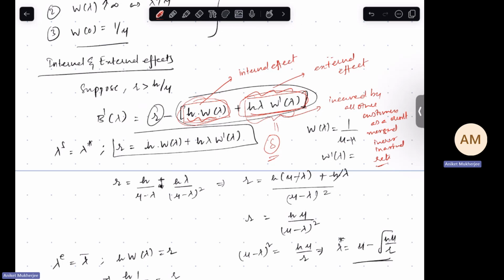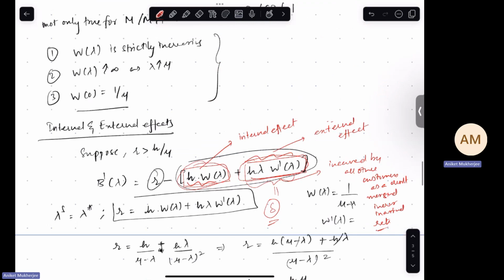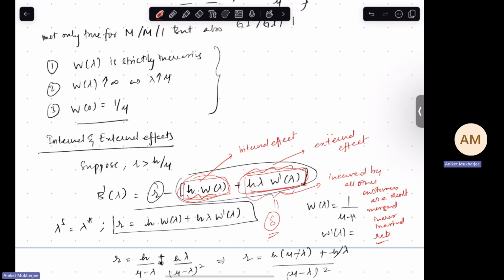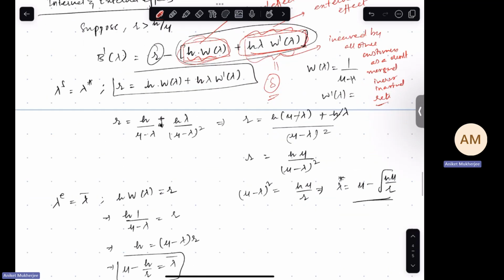So here one more observation is that we are all dealing with W lambda, right? These internal and external effects hold for any W lambda, where W lambda is a well-defined function which satisfies the properties that were stated in 1, 2, and 3, right? If W lambda is a well-defined function and satisfies these 1, 2, 3 properties, then we can say that this general internal external effect holds. An example of that is the MM1 queue, where I've shown that these things hold. The intuition that we are following through holds, right?